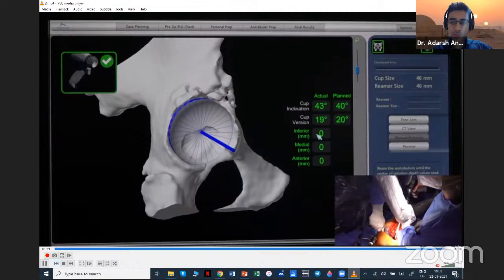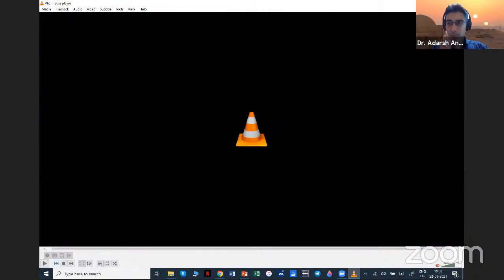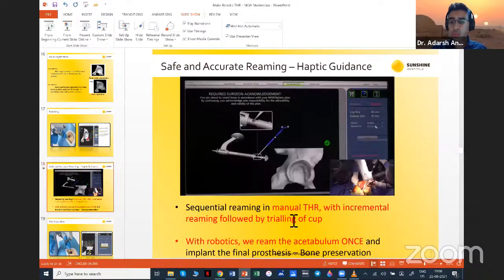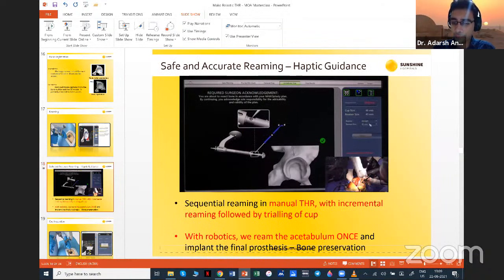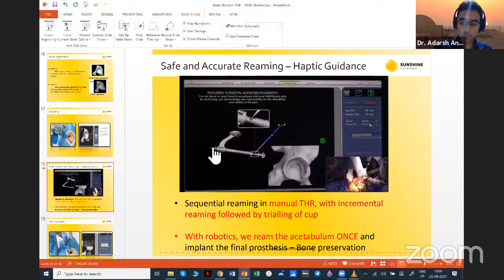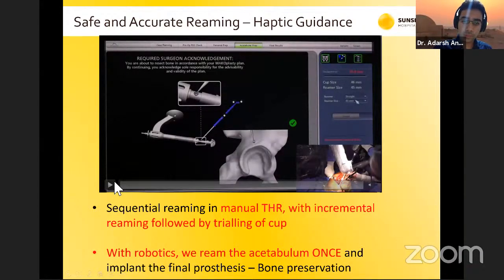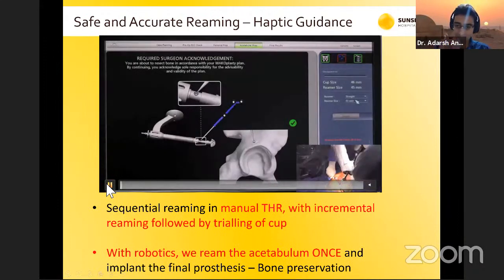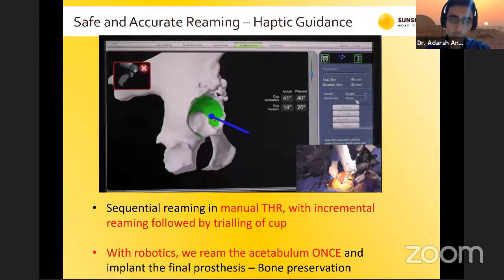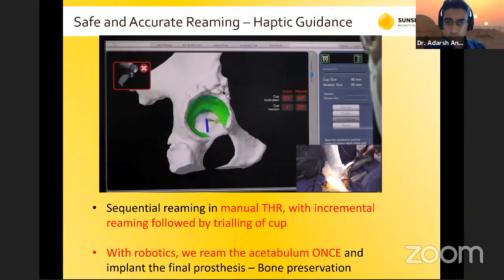You can see the green being reamed away. Okay, you could see the green getting reamed out, right, sir? Yeah. So it tells us where to ream, and it also tells us how deep to go. Okay, so can you see that, sir, now? The green part of the bone? Yeah.